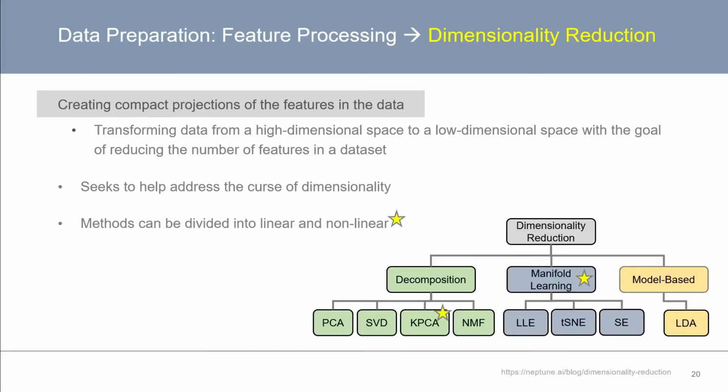Dimensionality reduction methods can be broadly divided into linear and nonlinear approaches, where the latter are indicated in this figure by stars. The majority of these methods are unsupervised learning approaches, meaning they operate on the features only and don't require an outcome label. One notable exception is the dimensionality reduction method called linear discriminant analysis, or LDA, which is a supervised learning approach. Of these methods, probably the best known is PCA, or principal component analysis.